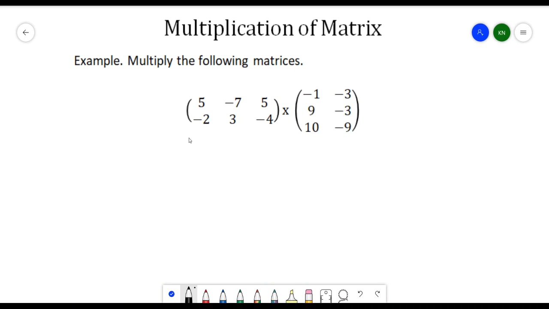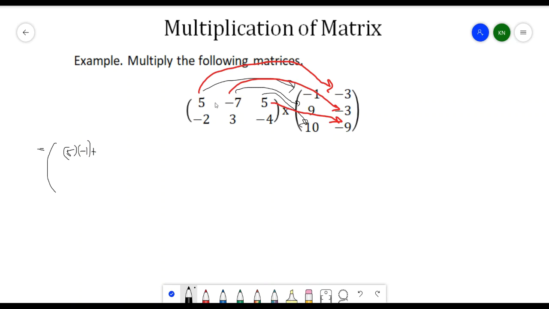We'll be multiplying this matrix by this matrix. In multiplying, you need to multiply the first element by the first row, the second element by the second row, the third element by the third row, and so on. We have 5 multiplied by this one, and this one. So now we'll do this one first, and then we'll see later on with the other elements. So we have 5 multiplied by negative 1, and then you need to add the result of that with the other elements.